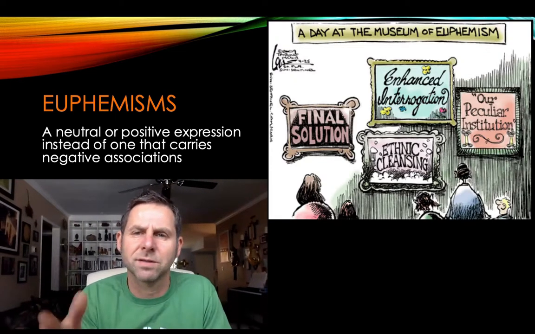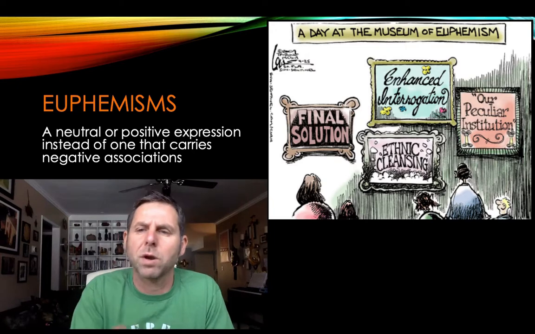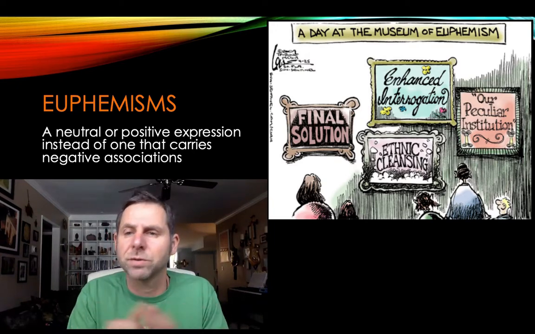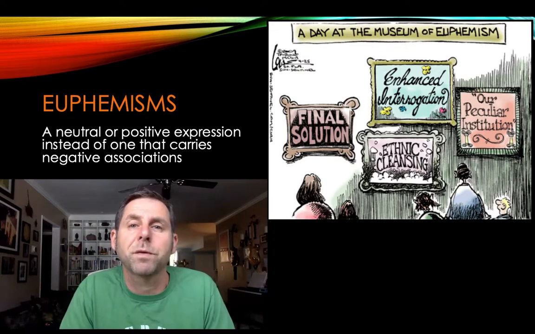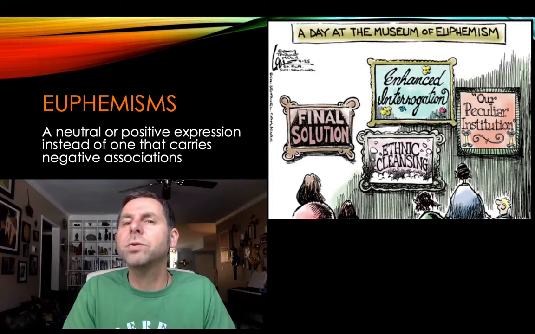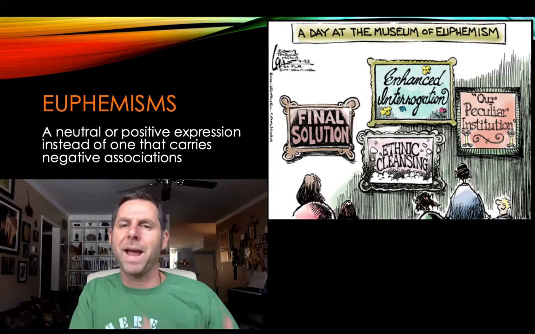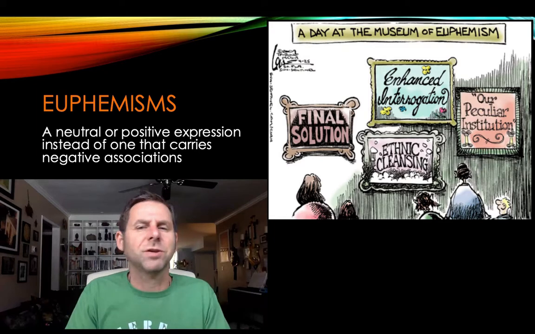So think here, this is a day at the Museum of Euphemism. So let's say start with our peculiar institution. Our peculiar institution was the way that the South in the United States often referred to slavery. Slavery sounded so bad. Our peculiar institution took the bad feeling out of it. Ethnic cleansing is a euphemism for genocide. Genocide is awful. Cleansing is good.